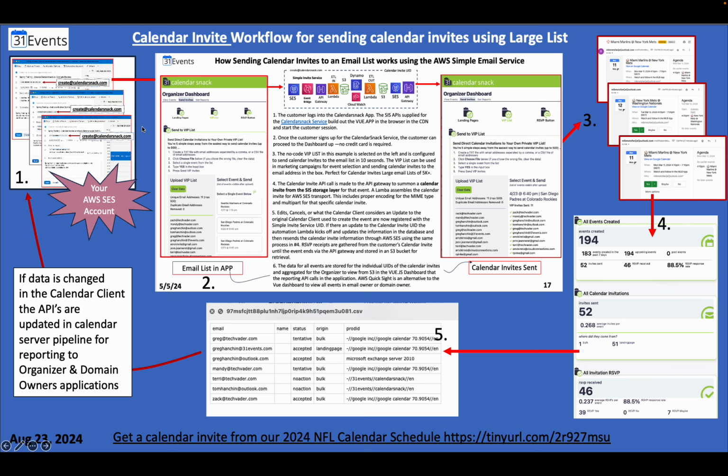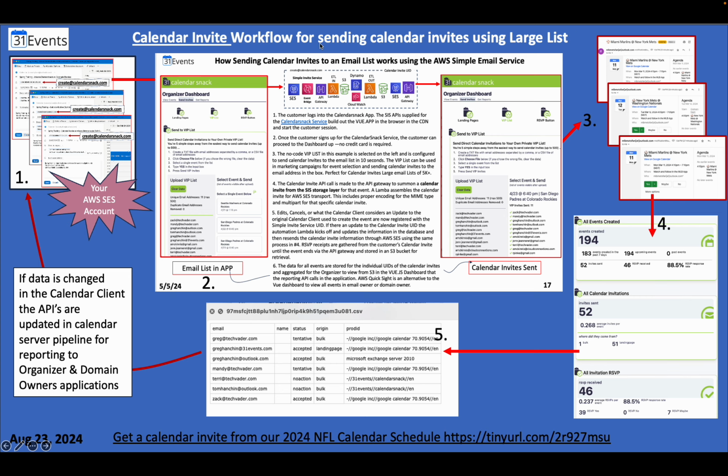You essentially use your SES account, your Simple Email Service account. We help you set that up. And you're off and running, sending calendar invites to bulk lists or upcoming web pages. Essentially, you take your calendar client, you create an invite at your domain address over here. That will stuff the data into AWS. It'll show up in your dashboard.